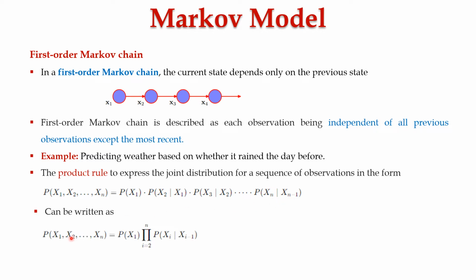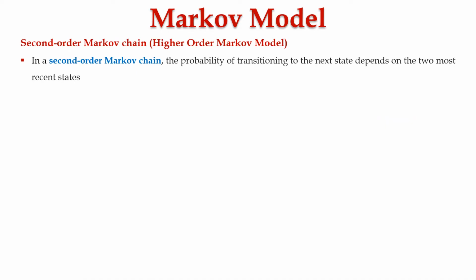This can be written as probability of x1, x2 up to xn is equal to probability of x1 times the product over i equals 2 to n of probability of xi given xi minus 1. Second order Markov chain is also called higher order Markov model. Here, the probability of transitioning to the next state depends on the two most recent states.